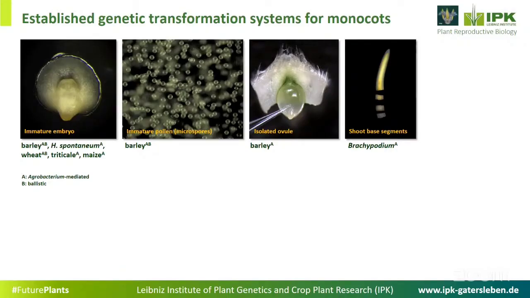What you see here on the left-hand side is an immature embryo of barley. This immature embryo can be induced to form a callus. The callus then forms secondarily differentiated structures, and we can regenerate many plants in vitro out of one embryo. A second system we are using is immature pollen. Immature pollen is at a unicellular stage called microspores, and these microspores can be reprogrammed to undergo cell proliferation, and from these proliferated structures we can also regenerate plants.